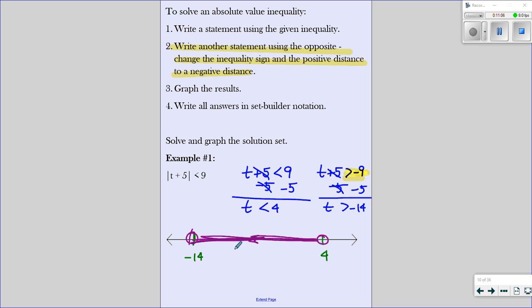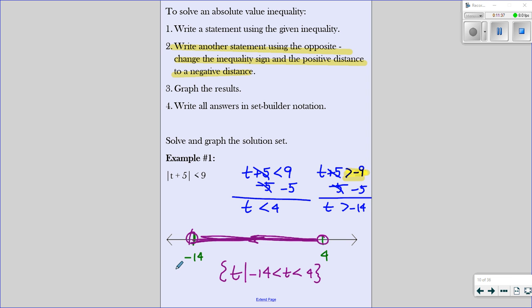All right, so now I've got my graph. Now I can write the set builder notation. So it will be t, where negative 14 is less than t, but t is less than 4. So that means any t that I choose has to be between negative 14 and 4 and not including those two. And there you go.